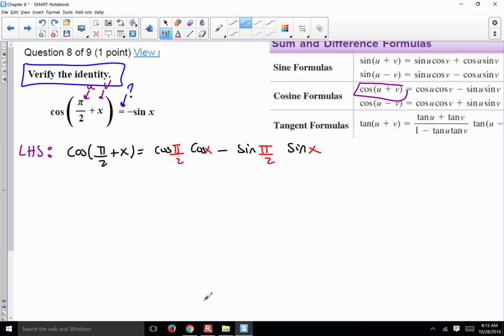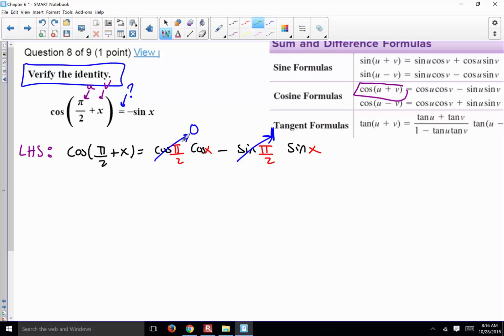And there are 4 items to identify here. Only you can find out the 2. Which 2? Cosine pi over 2. Right. What is cosine pi over 2, guys? It's 0. How about sine pi over 2? 1.